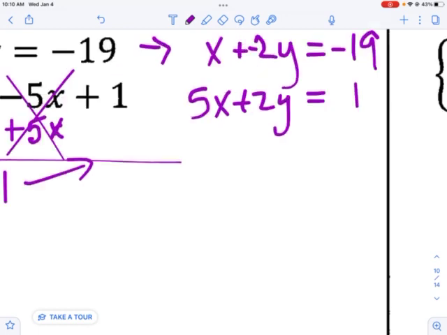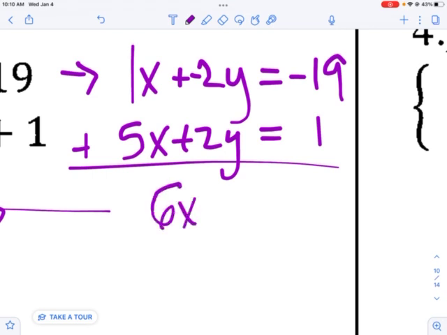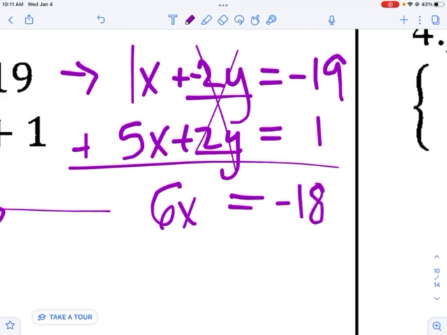So it's second time I did that. It's time to add vertically. X plus 5x. And if you want to put the 1 there, do it. You got 6x. Negative 2y and 2y eliminate. Notice everything is nice and neat lined up. And then negative 19 plus 1 is negative 18. I can easily solve for x by dividing by 6. So x equals negative 3.